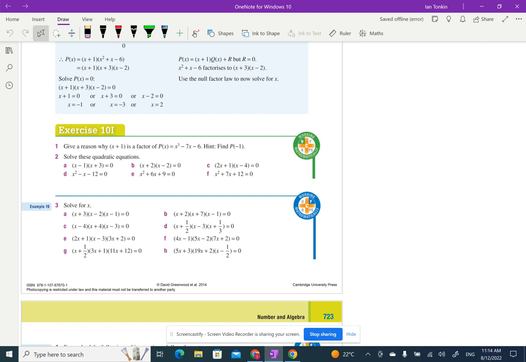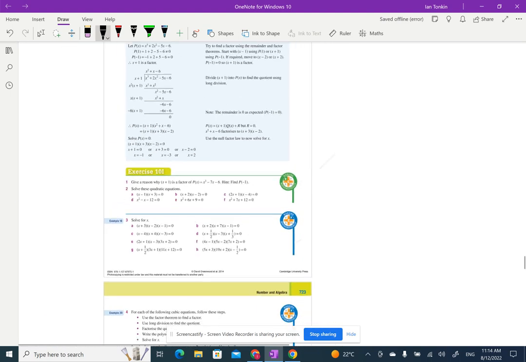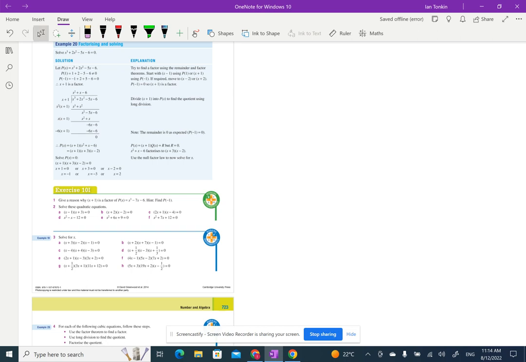Exercise 10i is pretty easy. If I have a look at it now, solving those quadratic equations, you should already know how to do those, so I'm going to do them very quickly. So the first one, 2a, it's already written in its factorised form. So x minus 1 and x plus 3 equals 0.